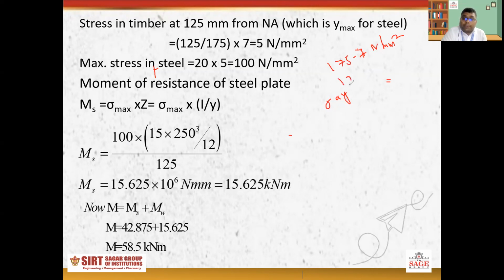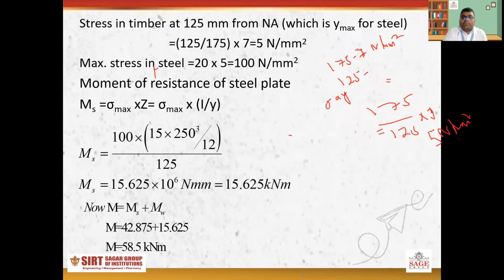ठीक है. तो 125 पे कितना होगा? ये उड की बात कर रहा है, आई एम टॉकिंग अबाउट उड ओनली. सो इट वुड बी, ये हो जाएगा 175 अपॉन 125 इंटू 7. ठीक है. अब इसको सॉल्व करेंगे, सो ये बन जाएगा कितना? 5. ठीक है, 5 न्यूटन पर mm स्क्वायर. सो नाउ we know that the value of stress on the timber at a distance 125 from the neutral axis is 5 Newton per mm square.